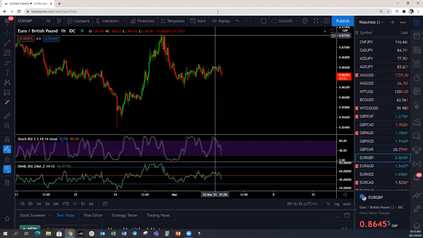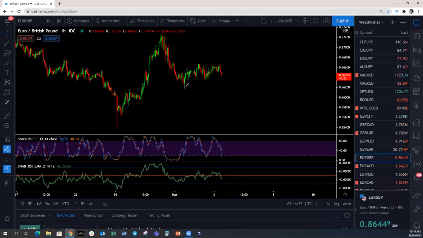Euro Pound. Euro Pound has now made a structure as follows. 1, 2, 3, and then now we're looking for downside. That's our corrective structure, and now we're looking for downside here. So Euro Pound is looking downside. That means there's going to be some strength in the pound pairs.